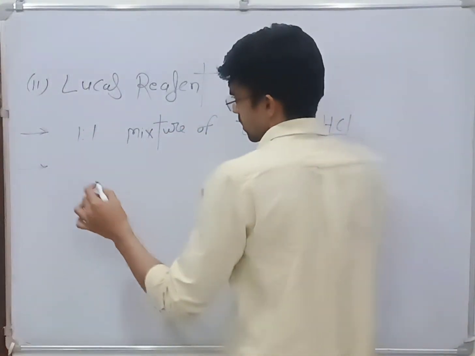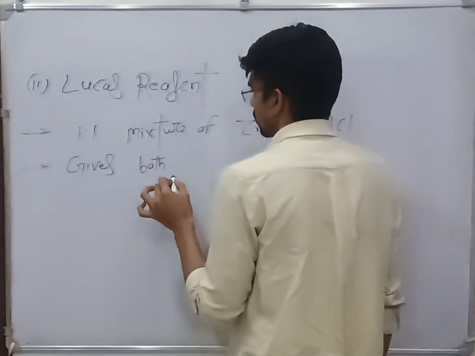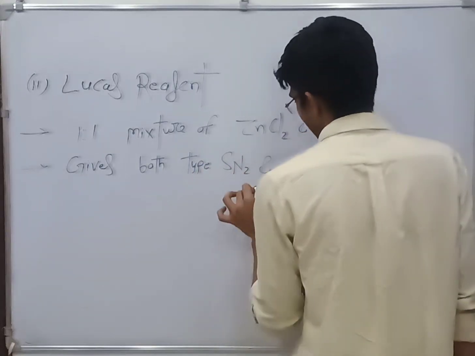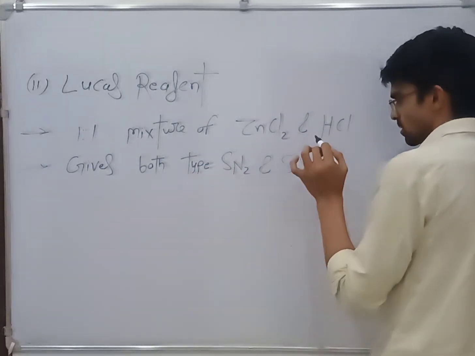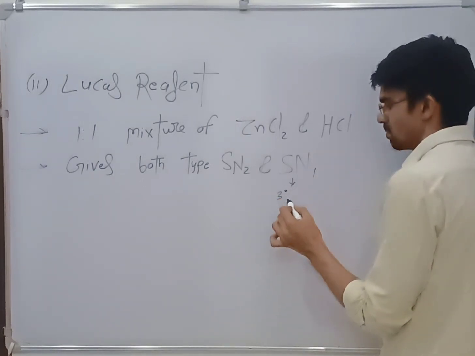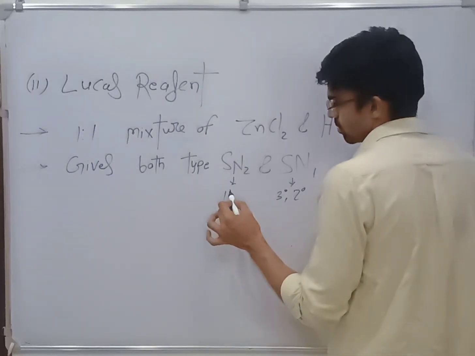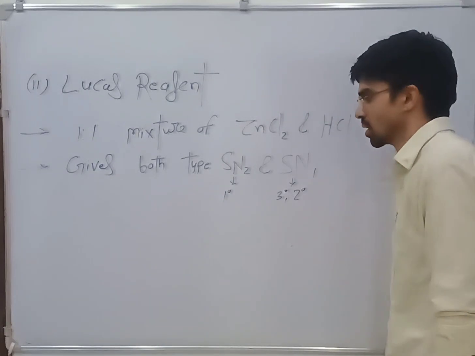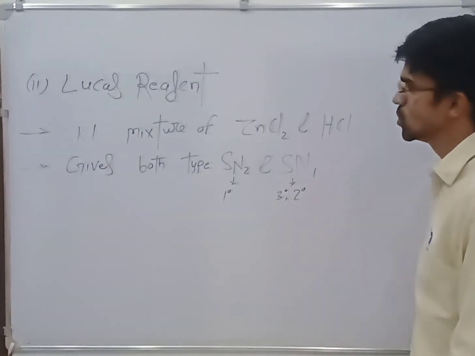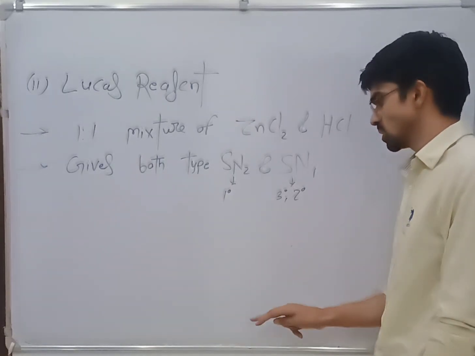This reagent gives both types of reaction, SN2 and SN1. In SN1 reaction we prefer the 3-degree carbon compound or 2-degree carbon compound, but in SN2 we prefer always 1-degree carbon compound. Okay, so this Lucas reagent is also used for the testing of the alcohols. Okay, see how.